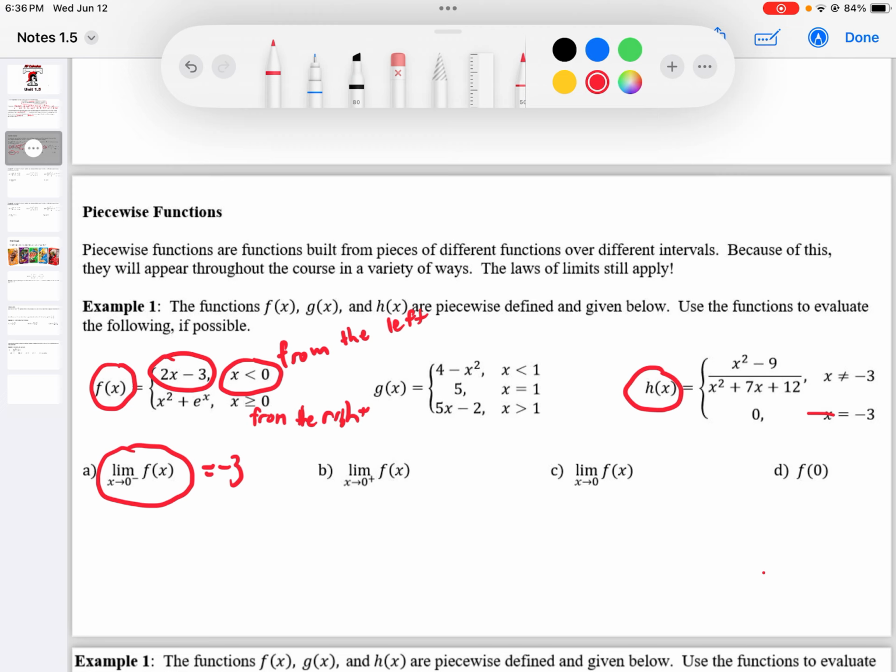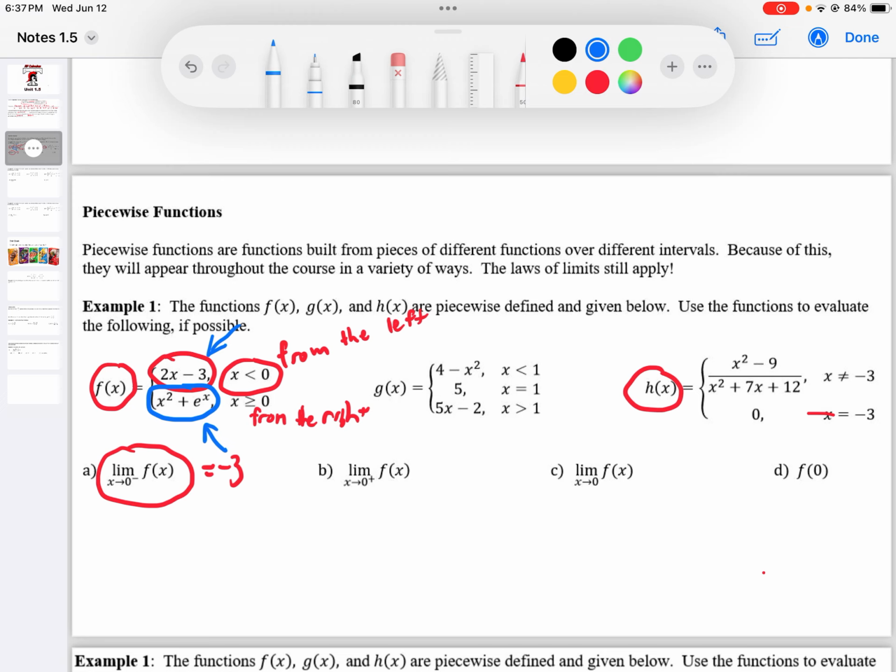And it's that simple. Part B says, what's the limit of the f function as x approaches 0 from the right? So from the right, I would plug in 0 there. Now, it's actually defined to be 0 here. It's not defined to be 0 in the first one, but it didn't matter for part A, because the limit is saying what are the y values getting really close to as the x's get closer and closer to that number.